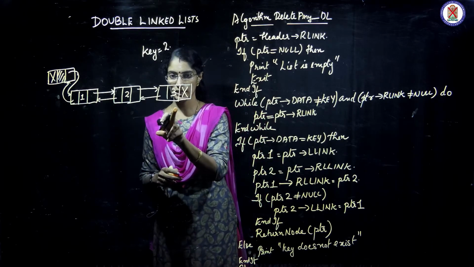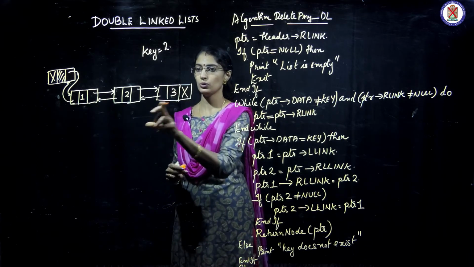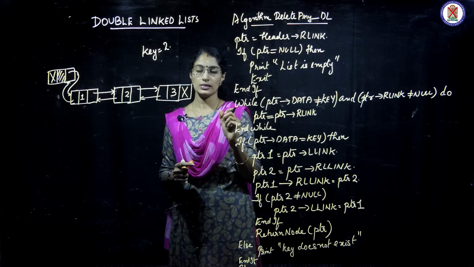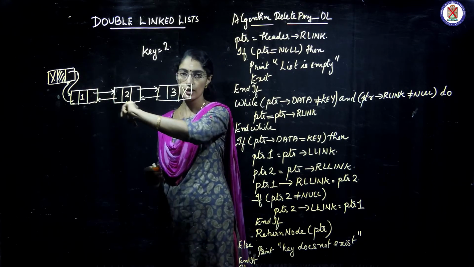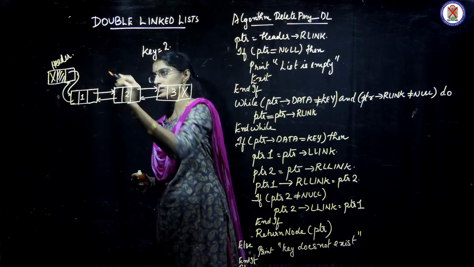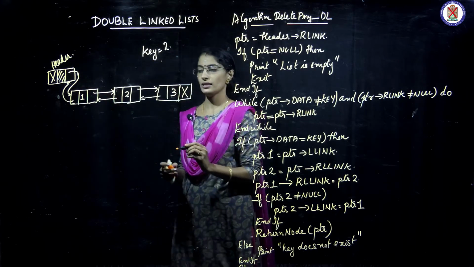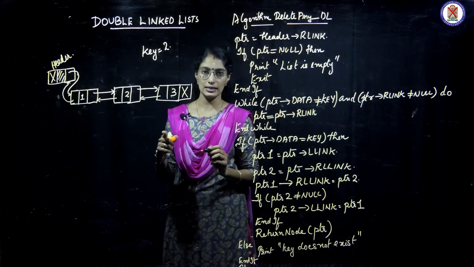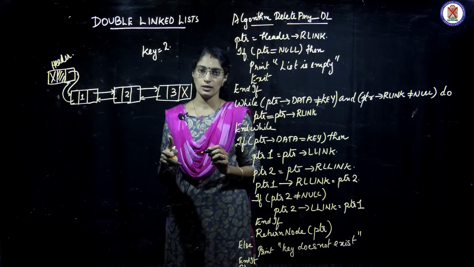We have 3 nodes with the data values 1, 2, 3, and I will take the key value as 2. So naturally, we will start from the first. We have to start from the header node. The right link of the header node contains the first node, and that can be referred to as a variable ptr, and you have to traverse through the linked list based on 2 conditions, right?